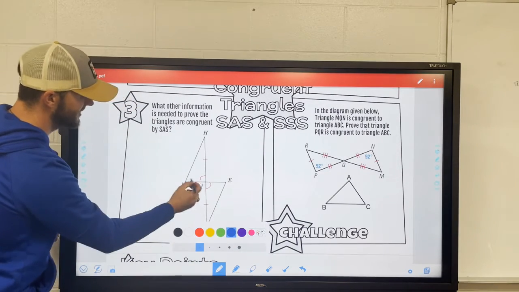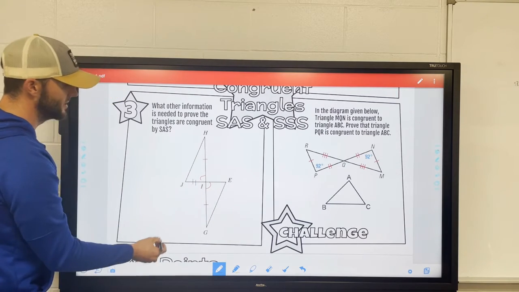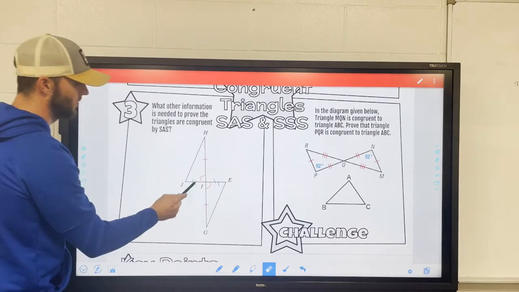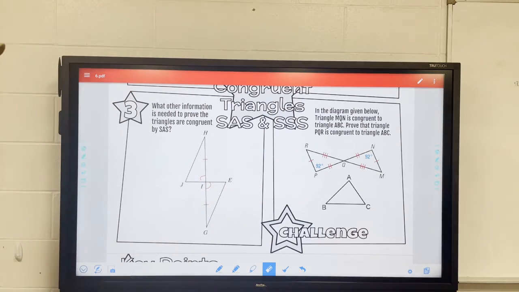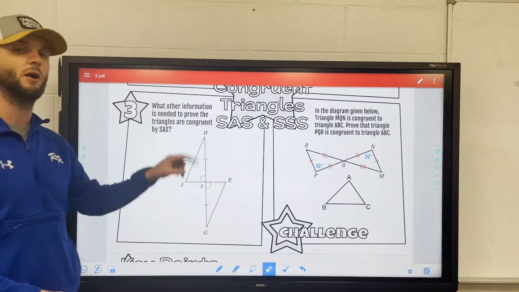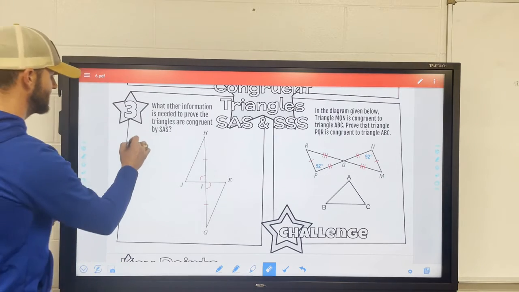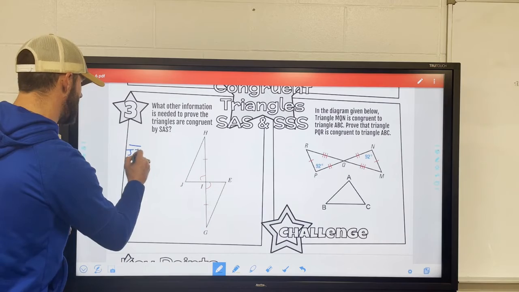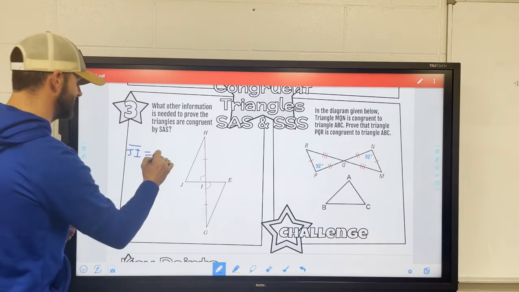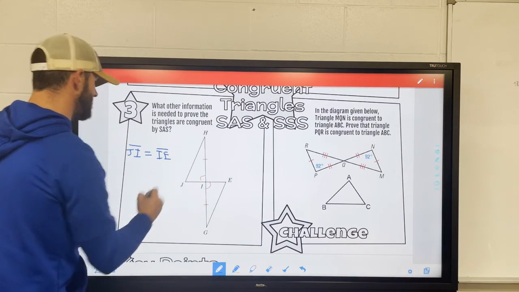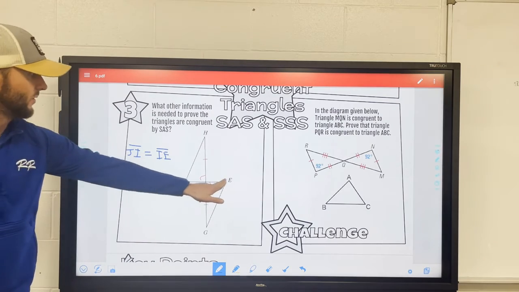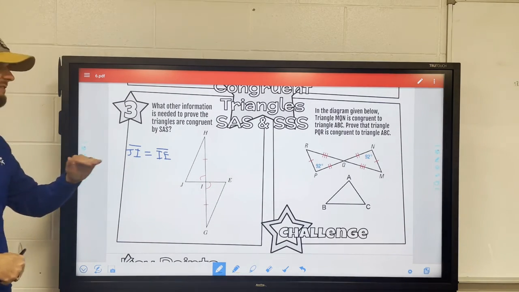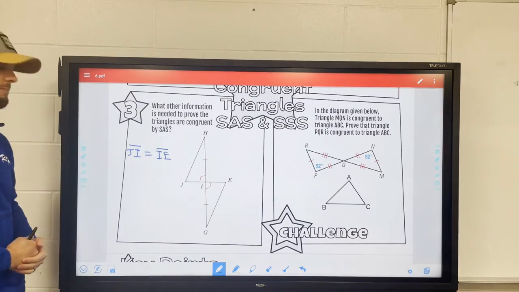So that means this side, which is JI, would need to be congruent to IE over here. So that would be the third side, or the second side that would need to be congruent here. So in order for me to prove that these two triangles are congruent by side, angle, side, JI would have to be congruent to side IE. So JI would have to be congruent to IE in order for those two triangles to be congruent by side, angle, side. So that's just me finding the third piece of the puzzle to make this work, okay?